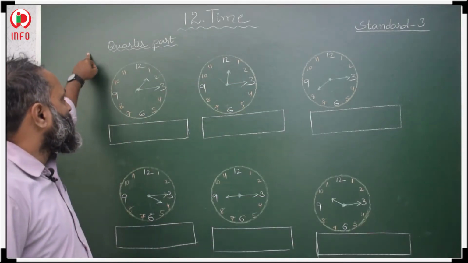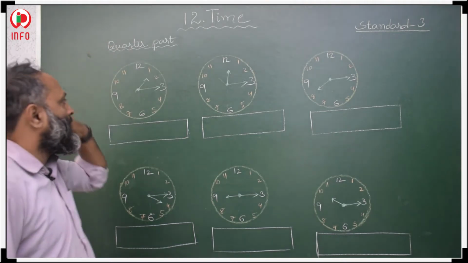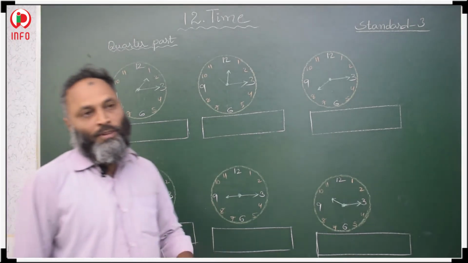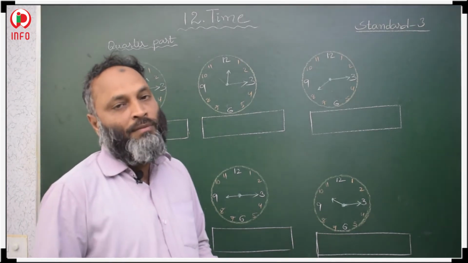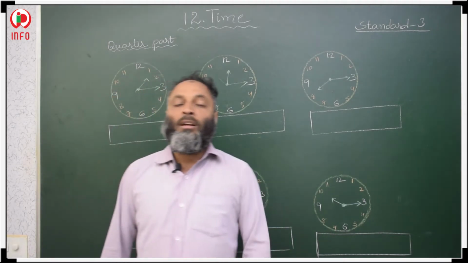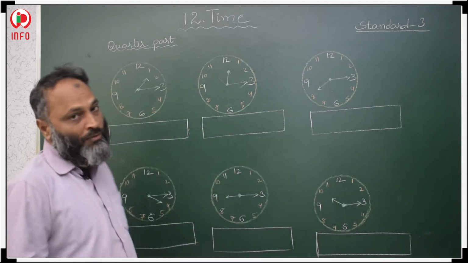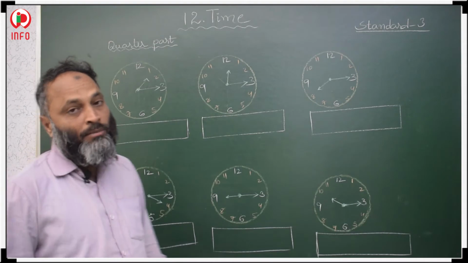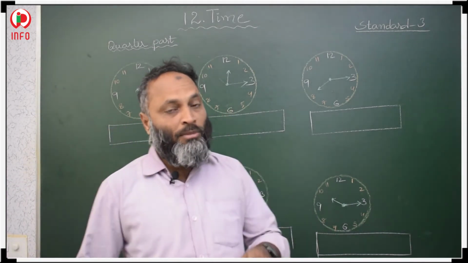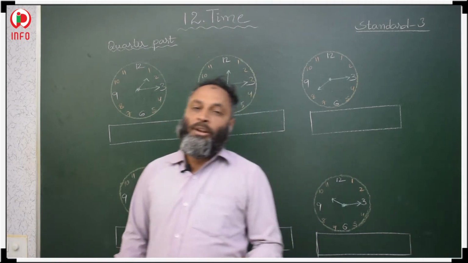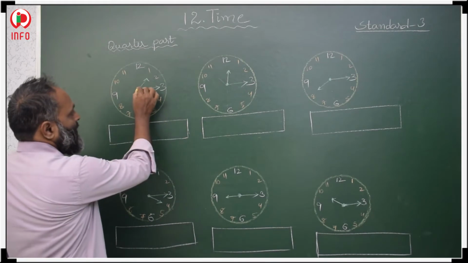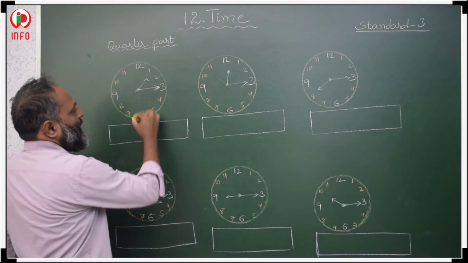So now, students, the next concept is quarter past. In quarter past, quarter means 1/4 of the hour. If 1/4 of the hour is completed, then we say that it is quarter past. Quarter means 1/4, and 1/4 means 15 minutes. Total 1 hour means 60 minutes. In 1 hour, if 1/4, that is 15 minutes, is over, that is quarter completed.